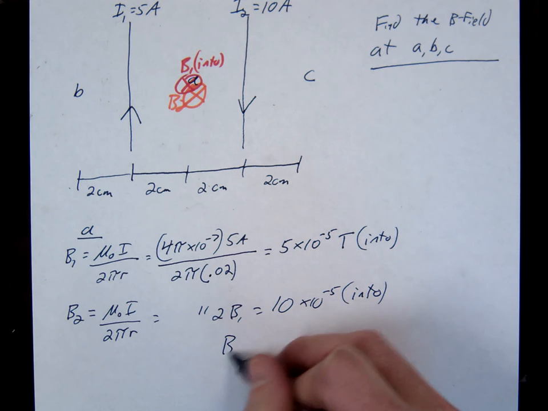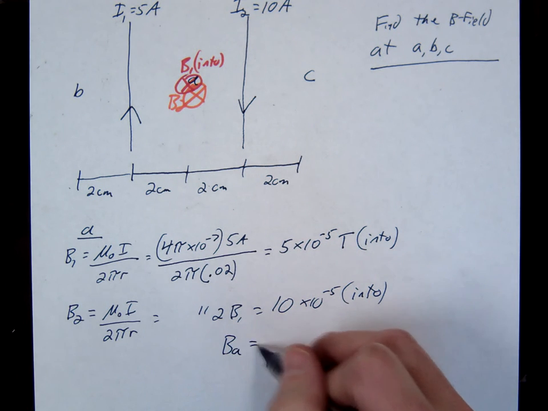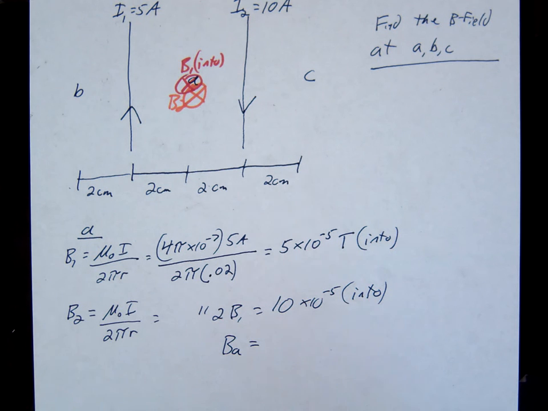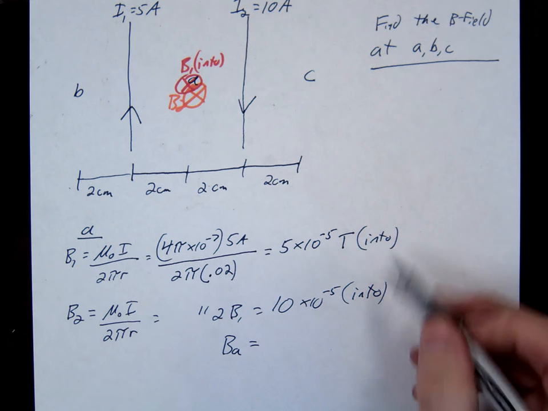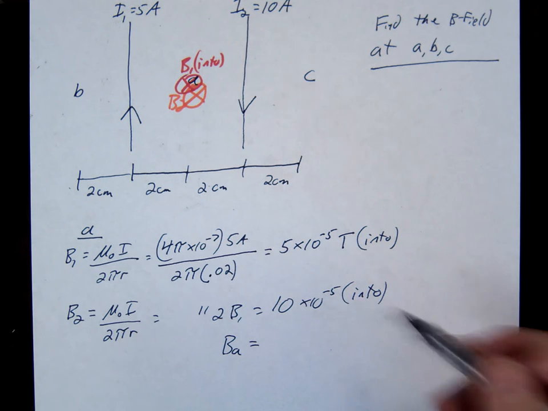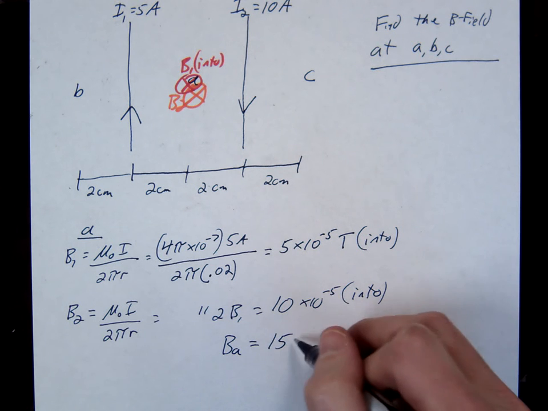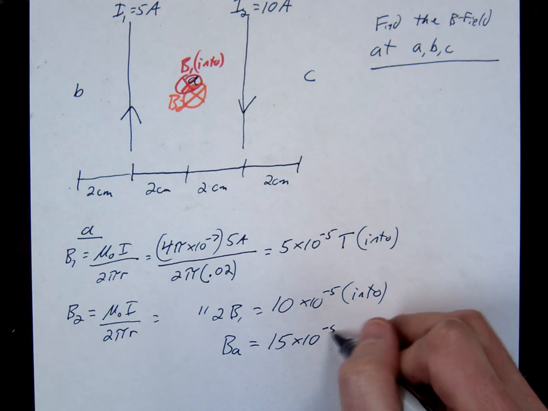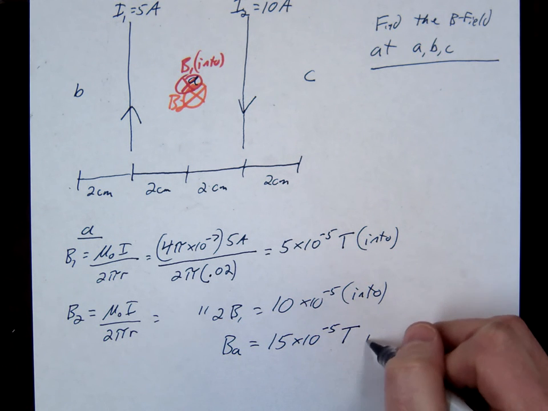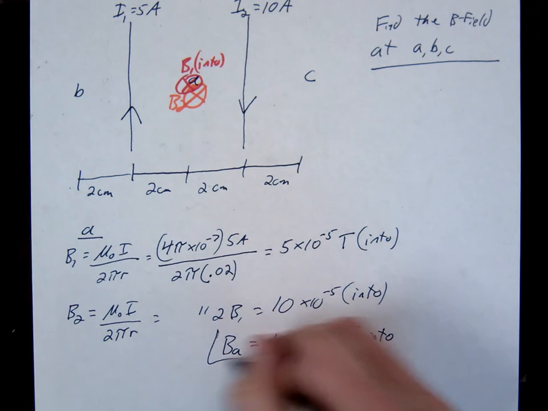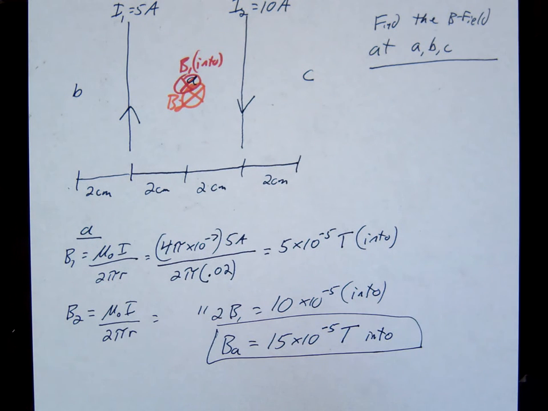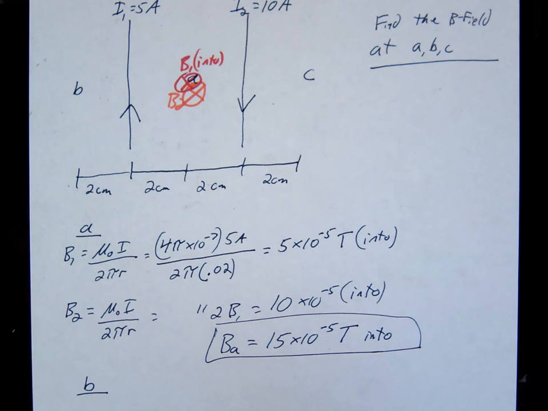So now if I ask you what's the B at location A, you would just add them up because they're both in the same direction, into. You get 15 times 10 to the negative 5th Tesla into. That would be our answer. So this was location A. Let's do location B.